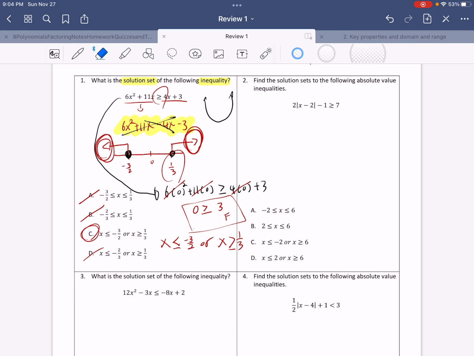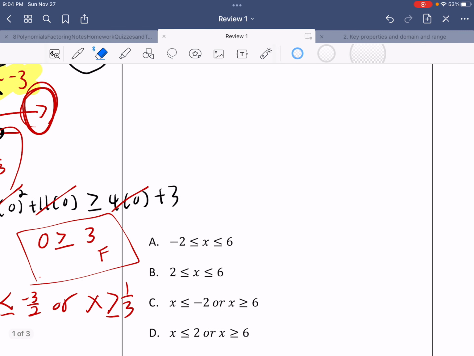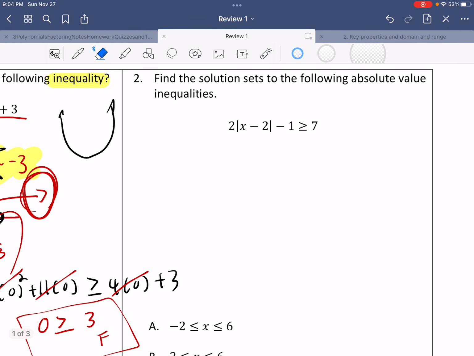So I'm going to do, let's do this one. Same thing. Find the solution set of the following absolute value inequalities. So that's what you need to highlight. So let's do this one.